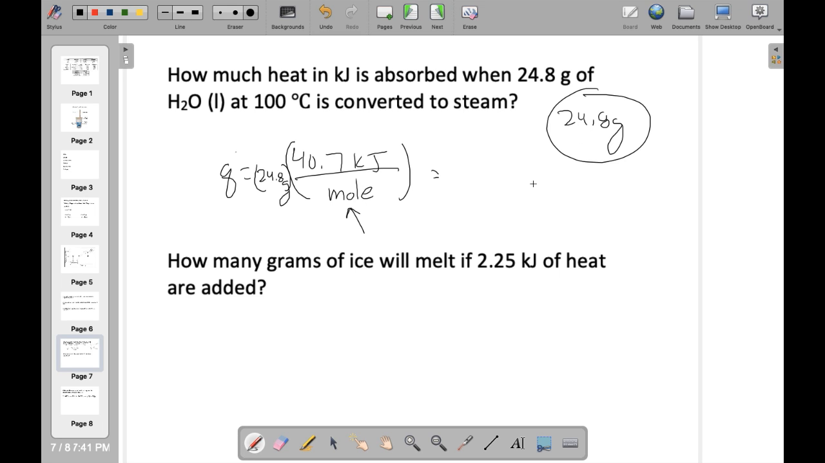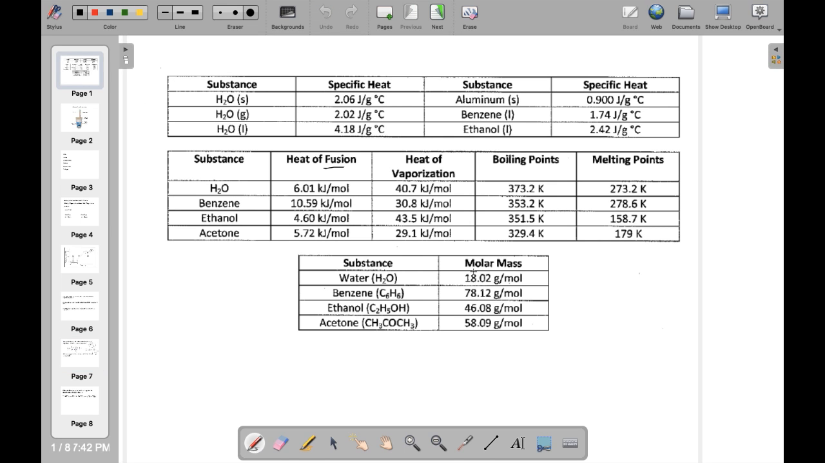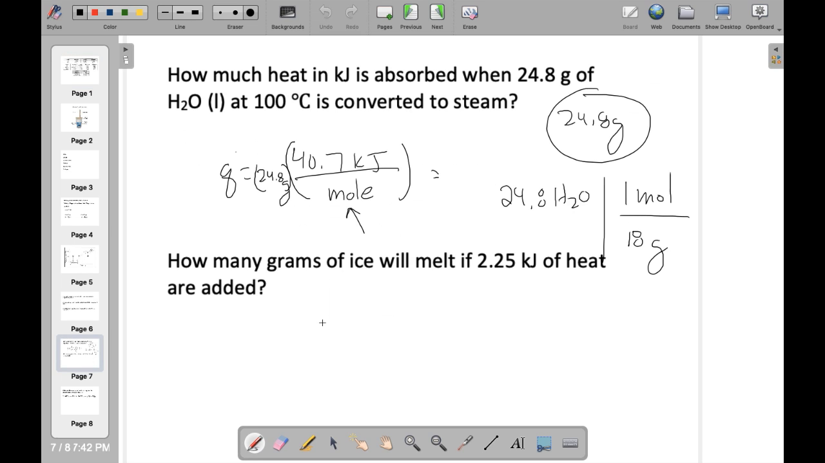So I'm going to have to convert 24.8 grams of water to moles. I will do a little easy conversion. 1 mole of water is, then I have to find the molar mass of water. Oxygen's like 16 grams and hydrogen's about 1, so it's like 18 grams. If I don't know that, they actually gave us the molar mass of water right here, 18.02 grams per mole. So thank you. 18 grams per mole.